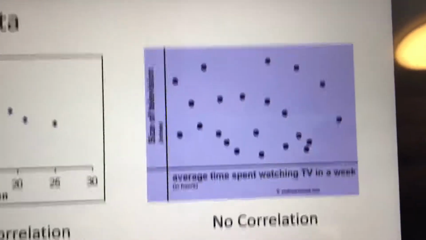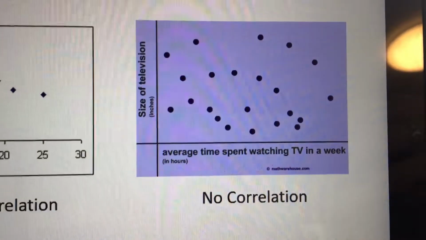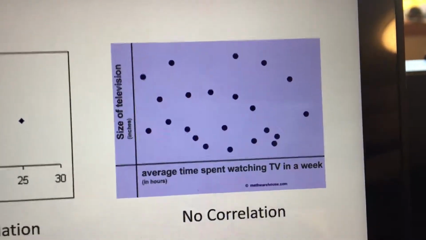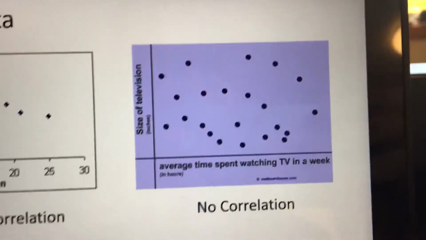This data shows average time spent watching TV versus the size of the television, and so this is demonstrating no correlation because you can see there's no trends. The data is pretty spread out evenly. There's no dense packets. There's no clear outliers.